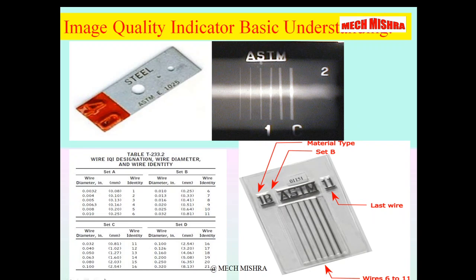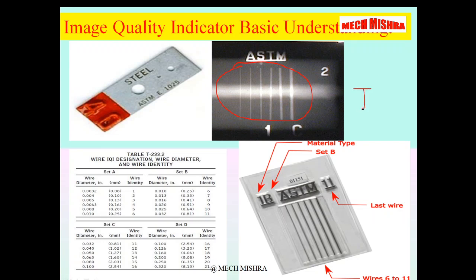First is image quality indicator basic understanding. So I'll select one pen for marking and highlighting. Okay, so here you are seeing in the radiography film there are lines. What do these lines indicate and how to interpret them? So first of all, image quality indicator.